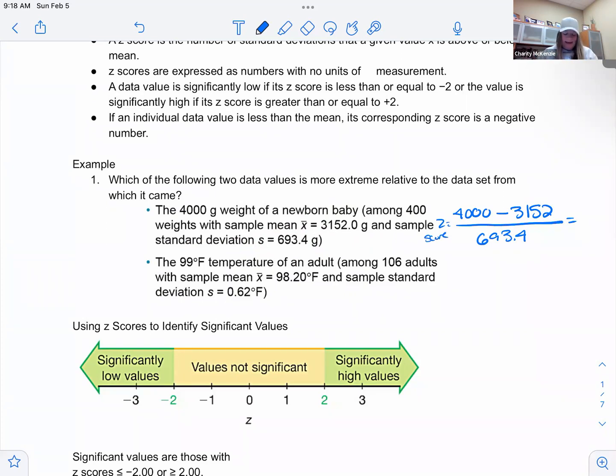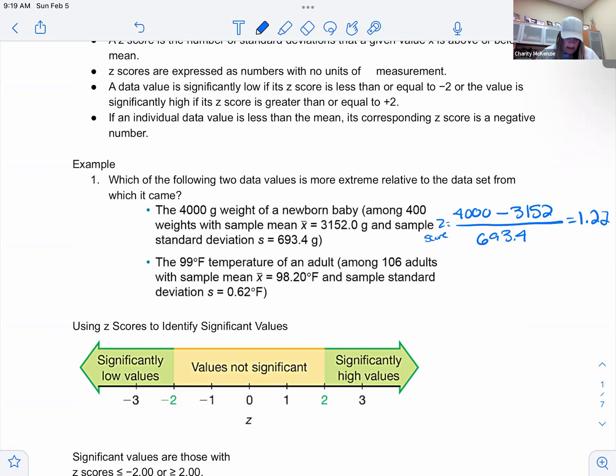I'm going to grab my calculator and calculate this real quick. I'm going to take 4,000 and subtract 3,152, no decimals on that, hit enter, and then divide by 693.4, and I get about 1.222. We can go, I think they usually like 2 decimals, so let's do 1.22. I think the standard rule is 2 decimals out for a z-score, but in your homework it'll tell you what to round to.